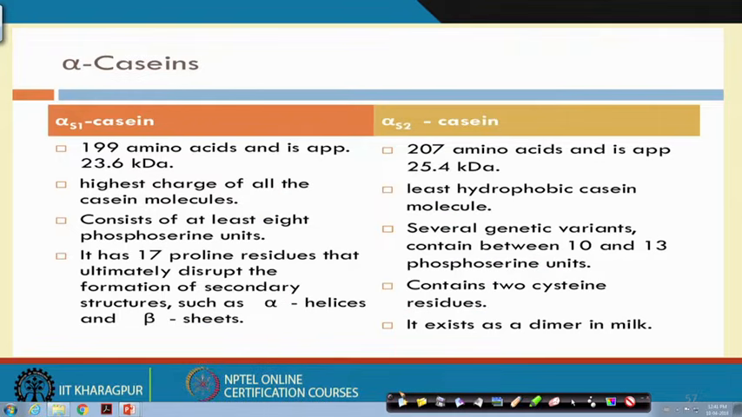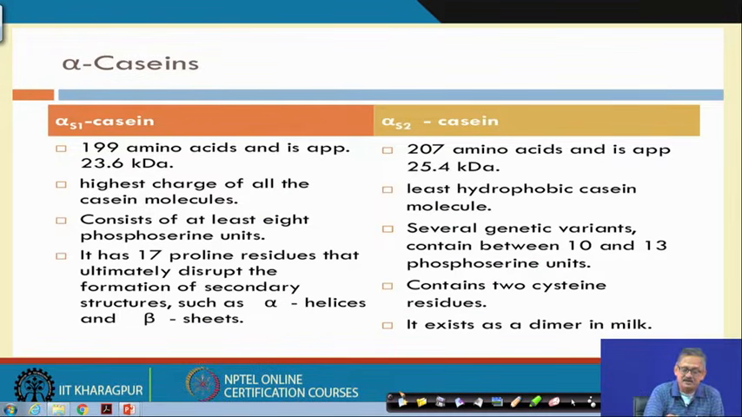Whereas alpha S2 casein consists of 207 amino acids and its average size is around 25.4 kilodalton, which was 23.6 kilodalton in alpha S1; here it is 25.4 kilodalton.